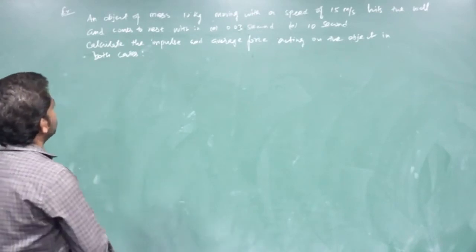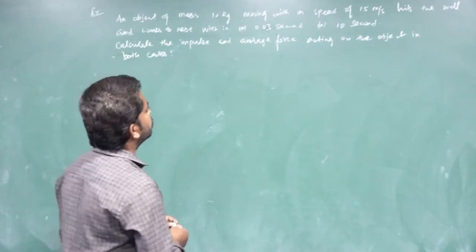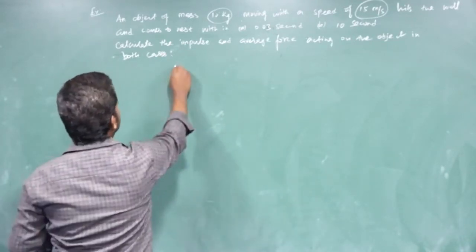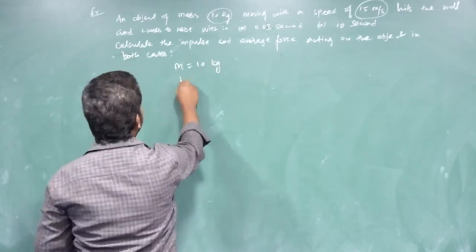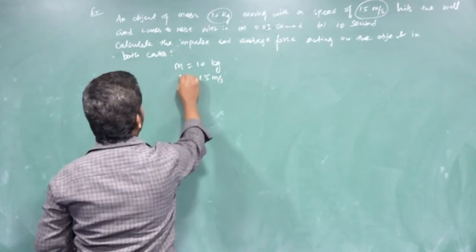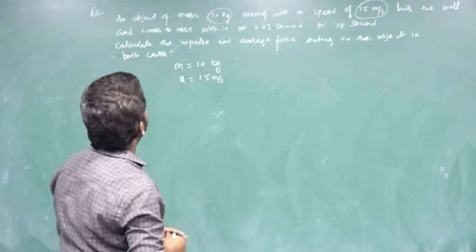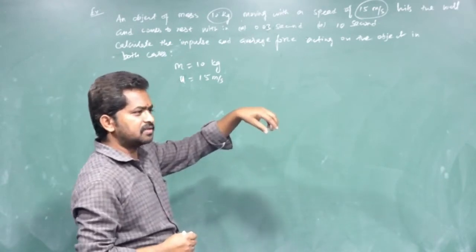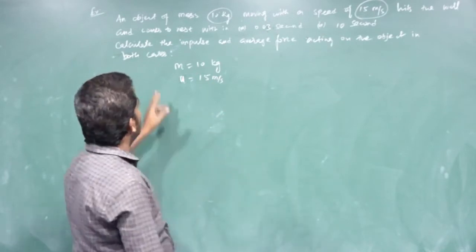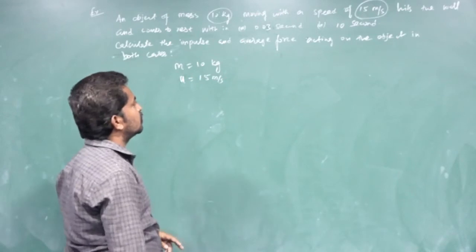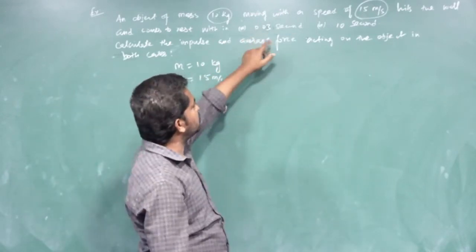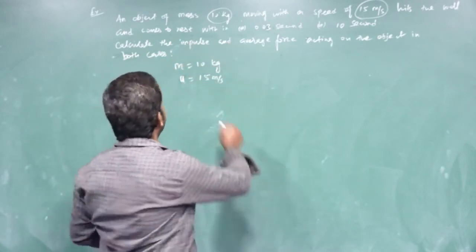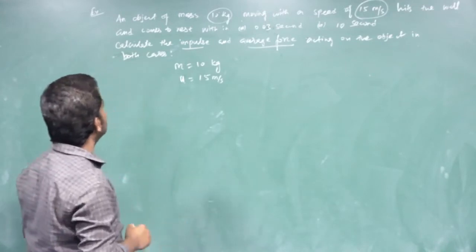An example: an object of mass 10 kg moving with a speed of 15 meters per second hits the wall. The mass is m equal to 10 kg and the initial velocity of the object is v equal to 15 meters per second. It hits the wall and comes to rest, which means after hitting the wall the velocity is zero. It comes to rest within 0.03 second in one case, and within 10 seconds in the other. We have two time periods, 0.03 second and 10 seconds. Calculate the impulse and the average force acting on the object in both cases.